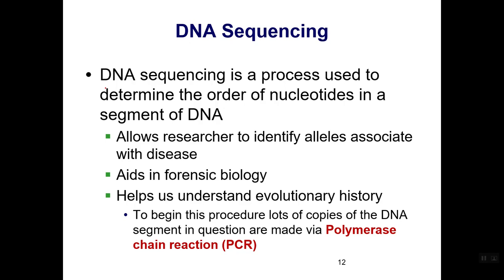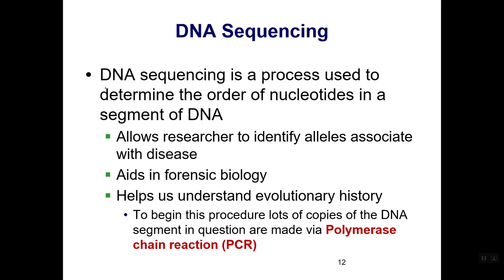So say I had, hypothetically, sickle cell anemia. A researcher could analyze my DNA and look at my sequence of A's, T's, G's, and C's that's responsible for my hemoglobin protein and see how it differs from normal people. So that's how we associate certain alleles with diseases. It could also aid in forensic biology. So if we have a crime scene sample and I'm a potential suspect, we could analyze the DNA found at the crime scene, compare it to my DNA, and determine if I am a match.